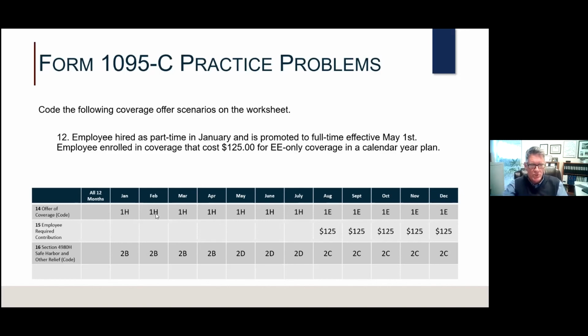So here we have 1H, no offer of coverage, part-time through April. Then they transition to full-time. The waiting period applies. So now it's 1H, no offer of coverage, 2D, they're in the waiting period, and now they enroll. So we're back to 1E, offer of coverage, 125 is the cost, and 2C, the employee's enrolled. The person that asked the question about part-time, full-time status, is there any other questions about this?